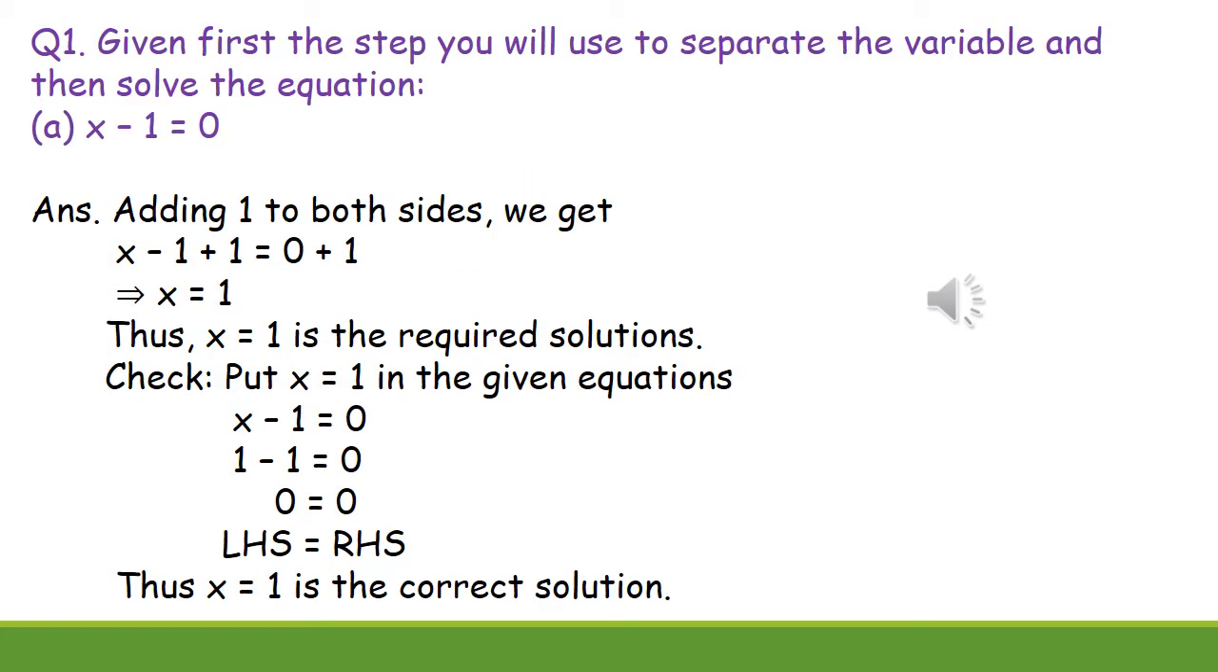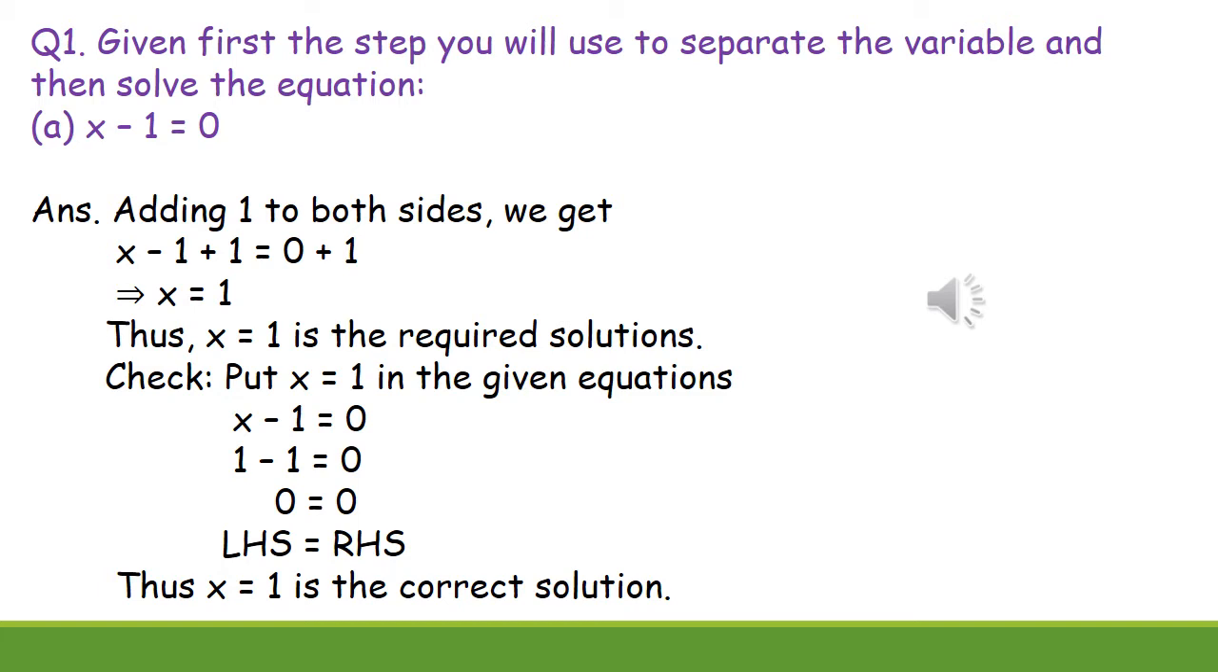Question number 1. At first, you give the step which you will use to separate the variable, and then you have to solve the equation. The first part is x minus 1 is equal to 0. Now we have here the variable is x. So we have to separate the variable x. Now if you want to remove minus 1, we have to add plus 1 on both sides. So x minus 1 plus 1 is equal to 0 plus 1. So x is equal to plus 1. x is equal to plus 1 is the required solution.